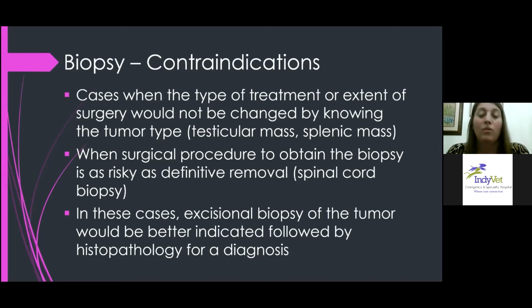So if there's a spinal cord tumor or a tumor in a very risky place, why get a biopsy when you can just go in and take it out, especially if the biopsy comes back, hey, you need to take it out, and you have to do another risky surgery to provide care for that tumor type. And then in these cases, excisional biopsy of the tumor would be better indicated, followed by histopathology to figure it out. So remove it, then figure out what it is.